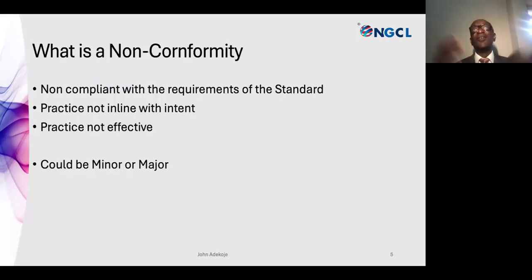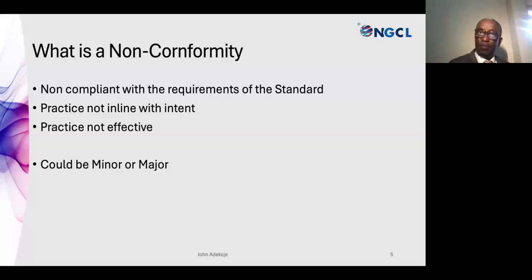Then, what is a non-conformity? I want to believe that, yes, some of us are conversant with non-conformity, especially those working in organizations that are certified already, and it's a continual process. Fine. But for the benefit of people that are interested, just like Mr. Noro has said, what we call non-conformity is non-compliance with the requirements of the standard.